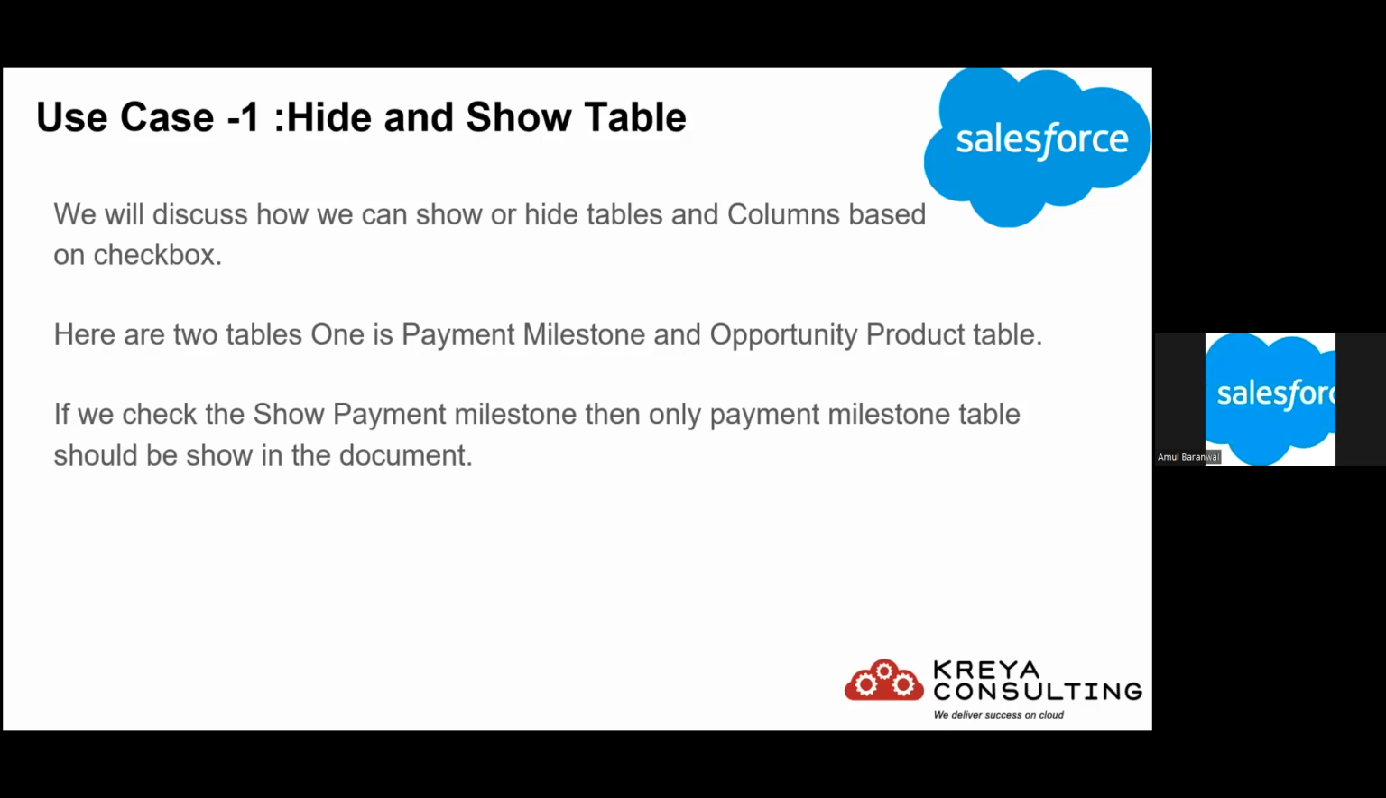So in this scenario, we are talking about how to hide and show the table for payment milestones with the help of a checkbox. We have created another checkbox called show payment milestone on opportunity. The moment the user clicks this checkbox, it will show the table. Otherwise, it won't show the table in the document page.